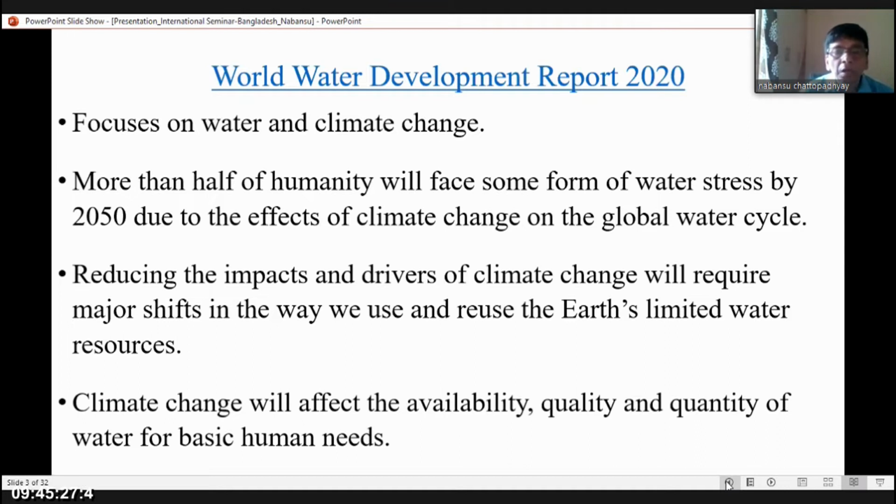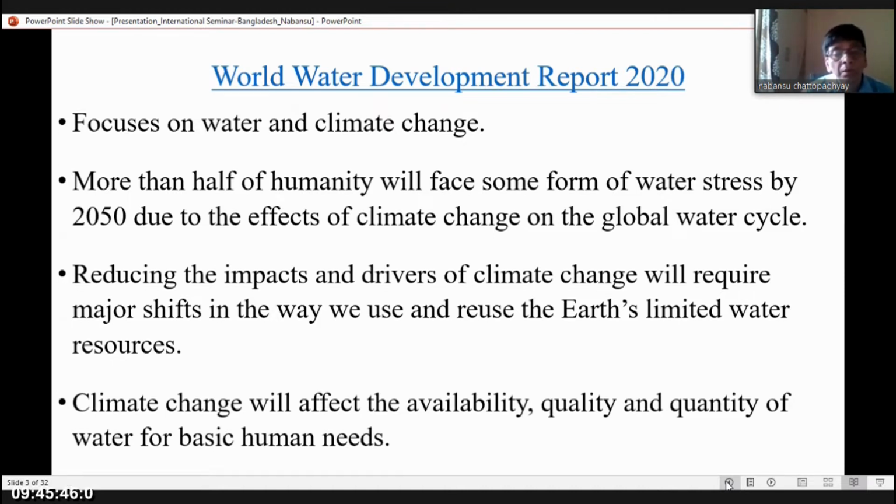First of all, the World Water Development Report, which was published in 2020, clearly mentioned that water will be a great issue in the future, and huge numbers of people in the world will be suffering from water stress.